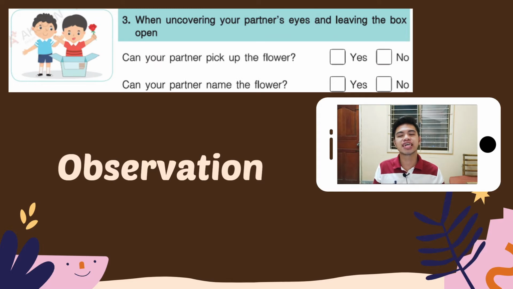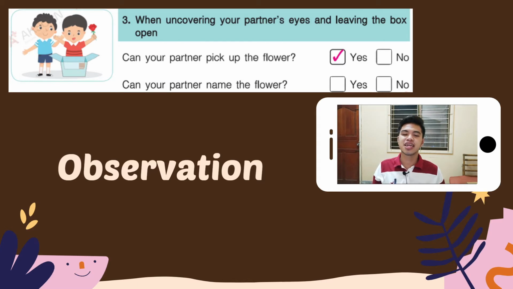Number 3, for example, when you are uncovering your friend's eyes and leaving the box open. For example, your friend's eyes are open and also the box is open. Can your partner pick up the flower? So the answer can be yes, okay, because the box is already open and the blindfold is also gone. So probably your partner can pick up the flower.